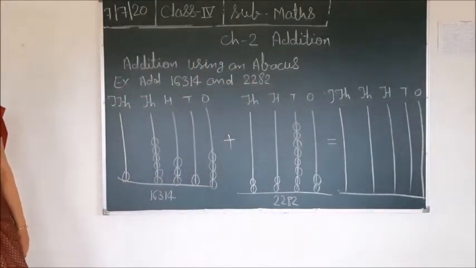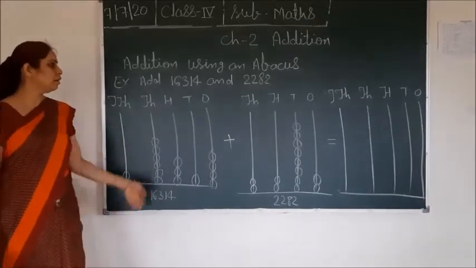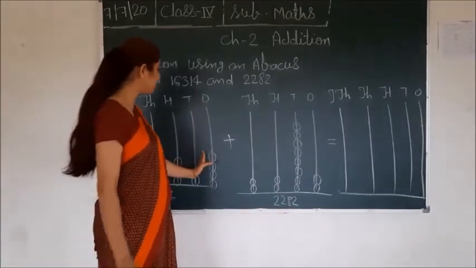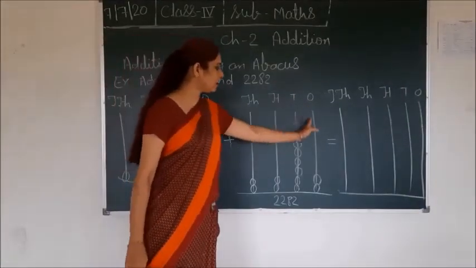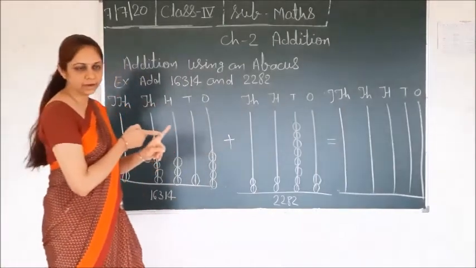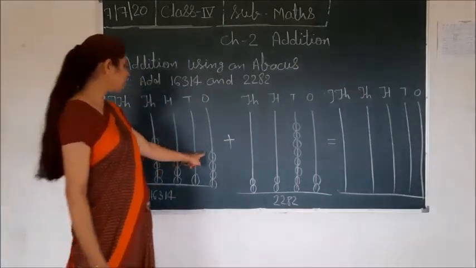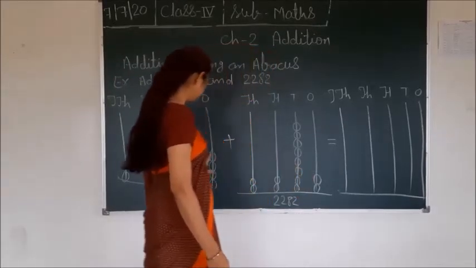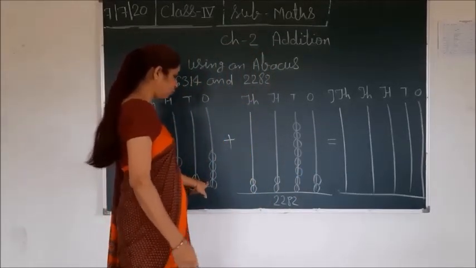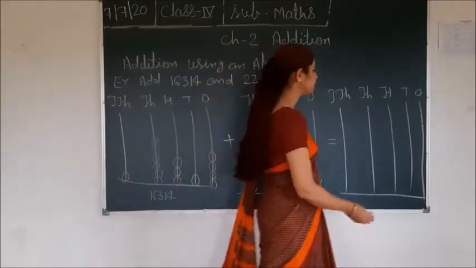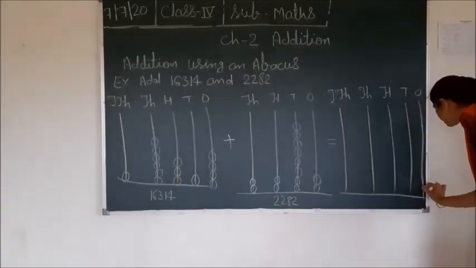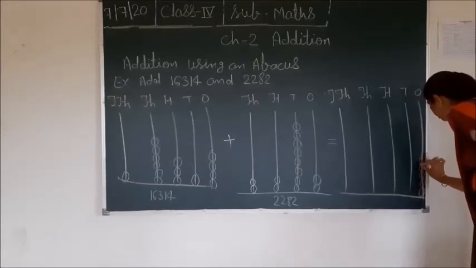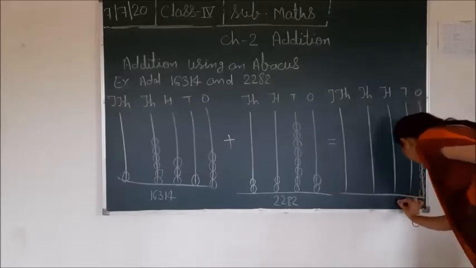Understood? Clear? Now we have to plus. Start from place of ones. The beads in the place of ones of this number and of that number, we have to add both. Here 1 2 3 4 and this 5 and 6. 1 2 3 4 5 6 means 6 beads. Right? Draw here 6 beads in one place.